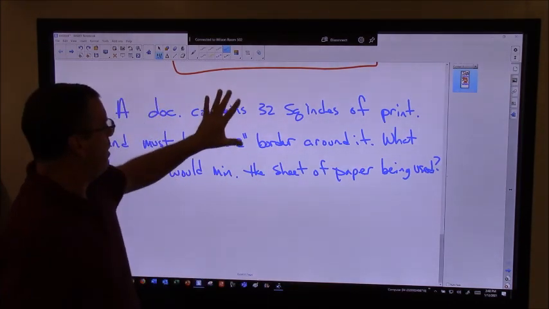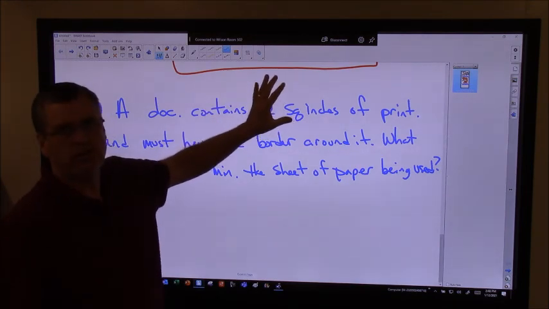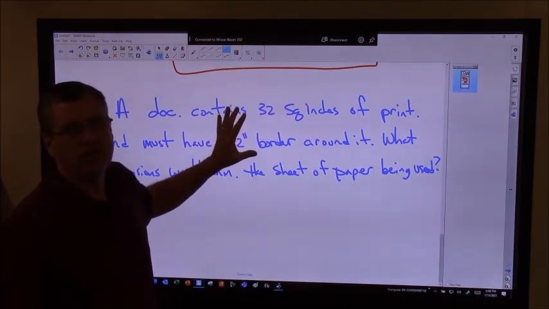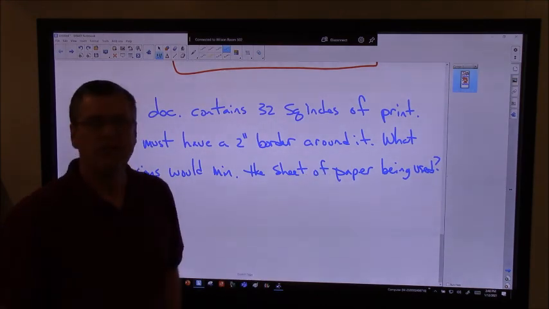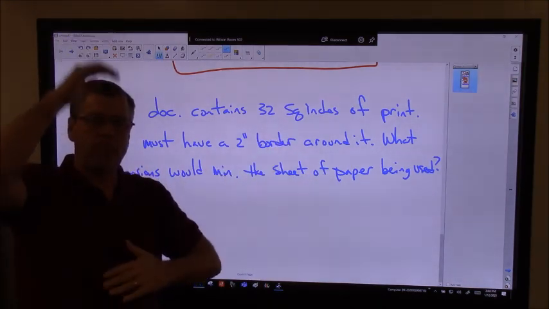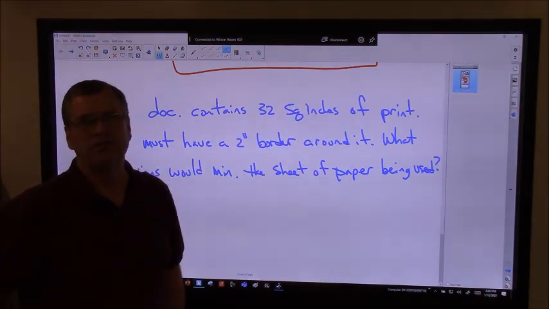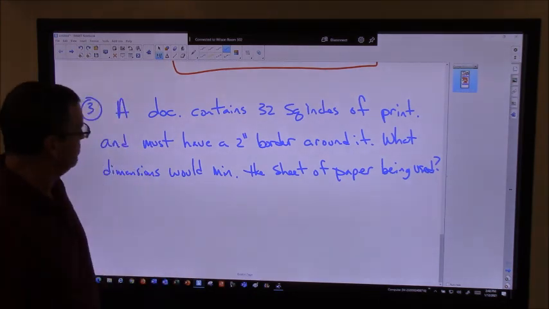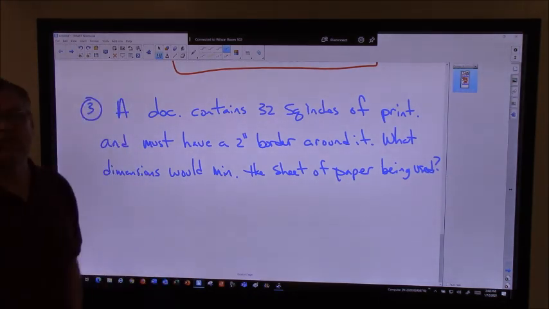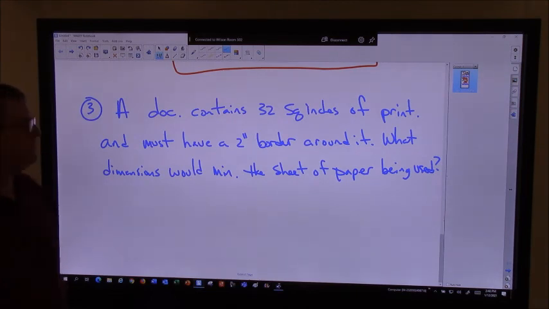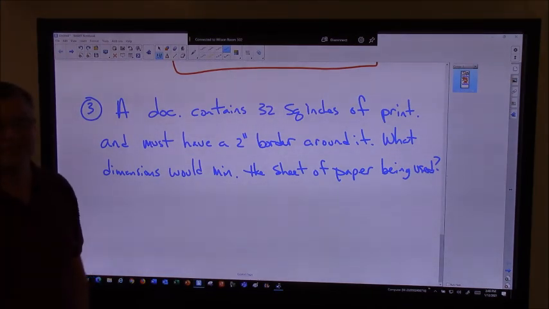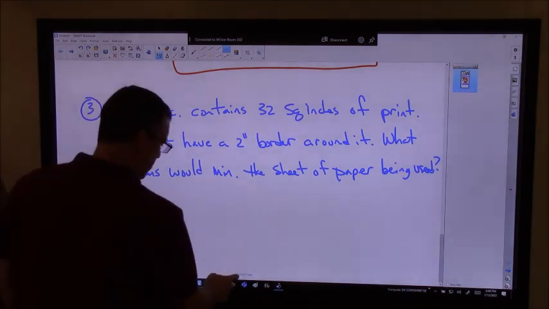In other words, I want to get my 32 square inches of print in there. I want to have my 2-inch border, but I want to minimize the size of the sheet of paper. I don't want it to be a huge picture. All right? So you guys draw a picture of this and see what you can come up with. Remember I told you, every problem's different, right? Every one of them's a little bit different.